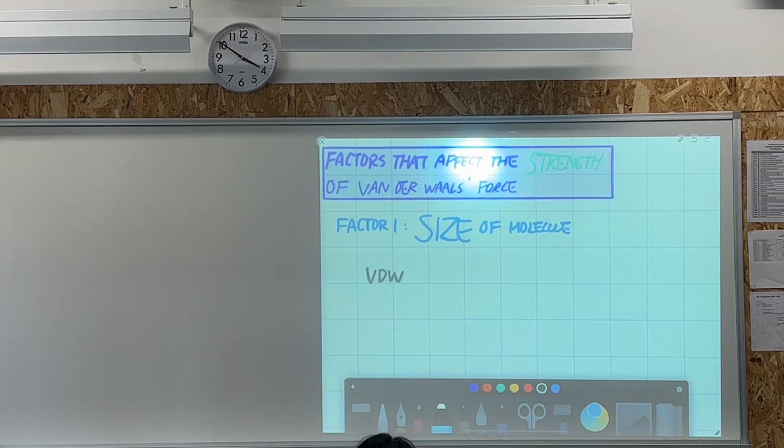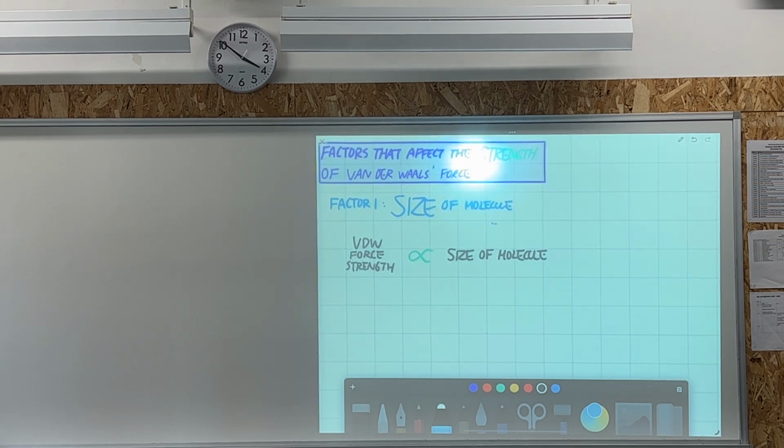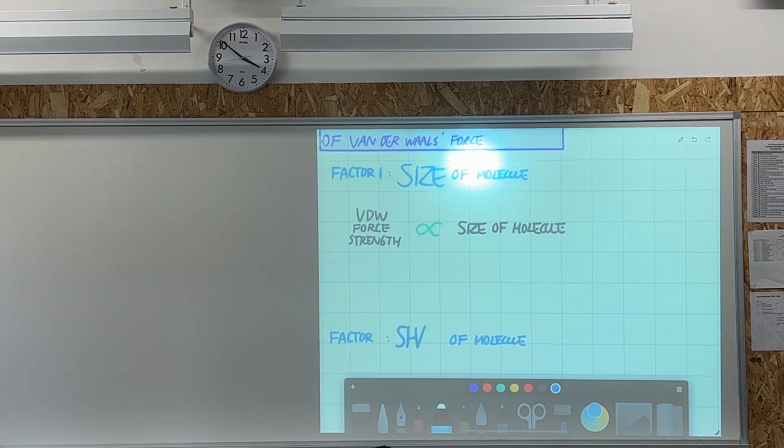We say van der Waals force strength is directly proportional to the size of the molecule. Meaning, have you seen this symbol before in math? Yeah, proportional to. It means when the thing on the left goes up, this thing will also go up. Okay, so this is what proportional means. So it's proportional to the size of molecule. Yeah, so write down this relationship for me. And then we have factor 2 on the side, which is the shape of molecule. So this is factor 2, only 2 factors.